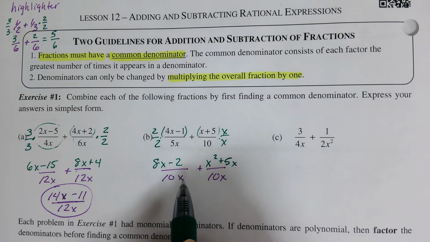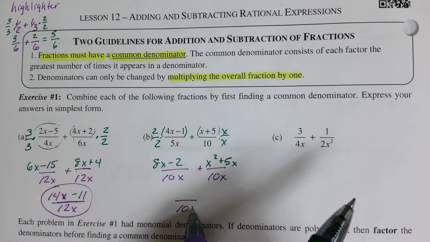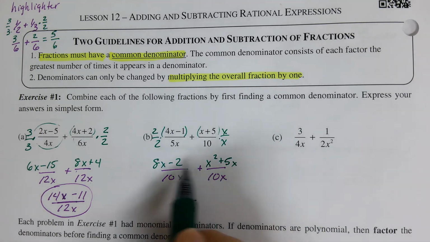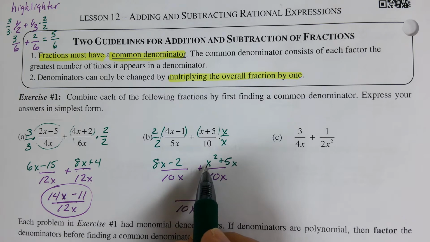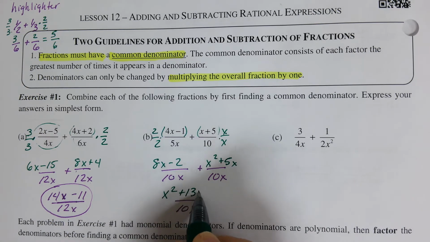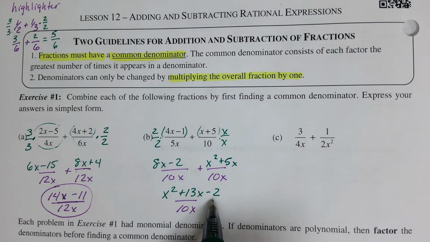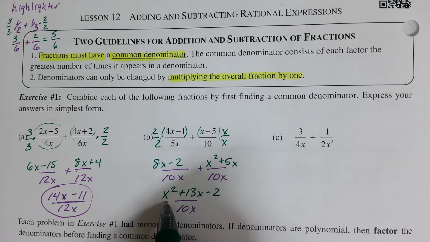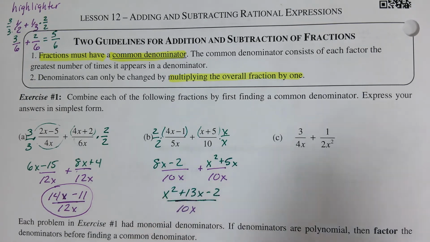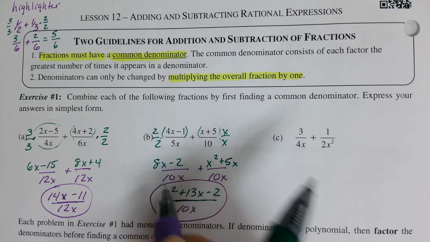Combining like terms and putting in standard form, we want our x squared term first. 8x and 5x is 13x, and minus 2. Are there factors of negative 2 that sum to positive 13? No. So this is our answer. This cannot be simplified.